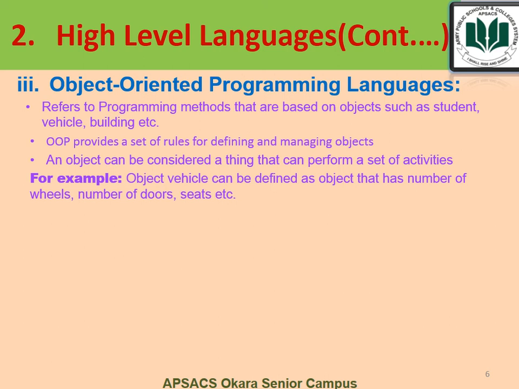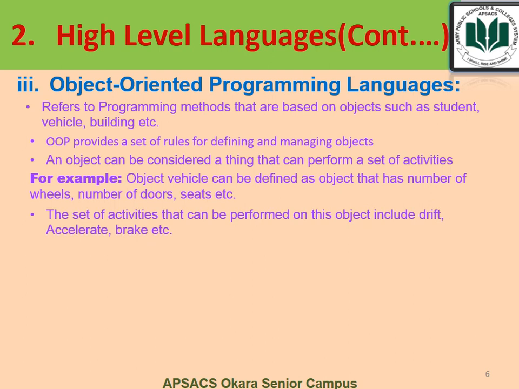For example, the object vehicle can be defined as an object that has a number of wheels, number of doors and seats, etc. The set of activities that this object can perform includes drift. We can perform drift with the car, and we can accelerate, we can apply the brakes. There are different things which we can do with the object vehicle.